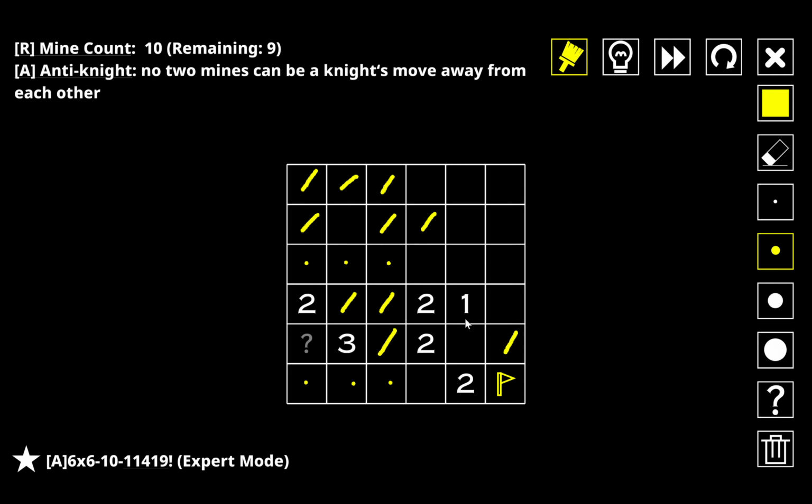This one's no longer a mine either. Neither are either of those. And, okay, there we go. I think that's all the information we can gather from this kind of combination.